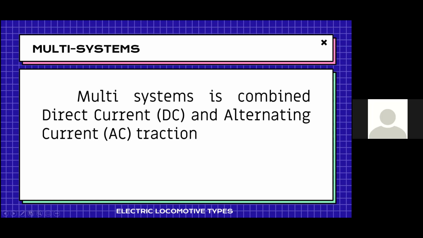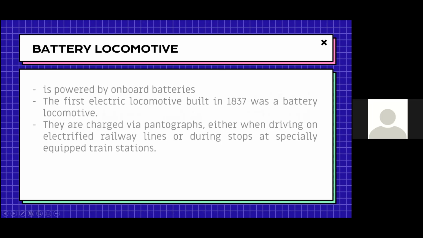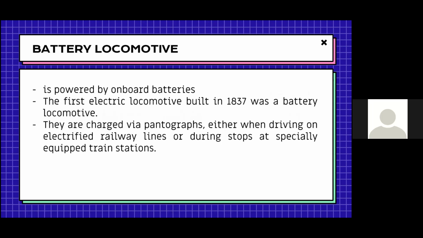Tas last po, next po. Yung battery locomotive. Bali, powered siya ng battery, ng mga onboard batteries. Yun nga, yung sabi ko kanina, yung gawa ni Robert Davidson, powered siya ng battery.